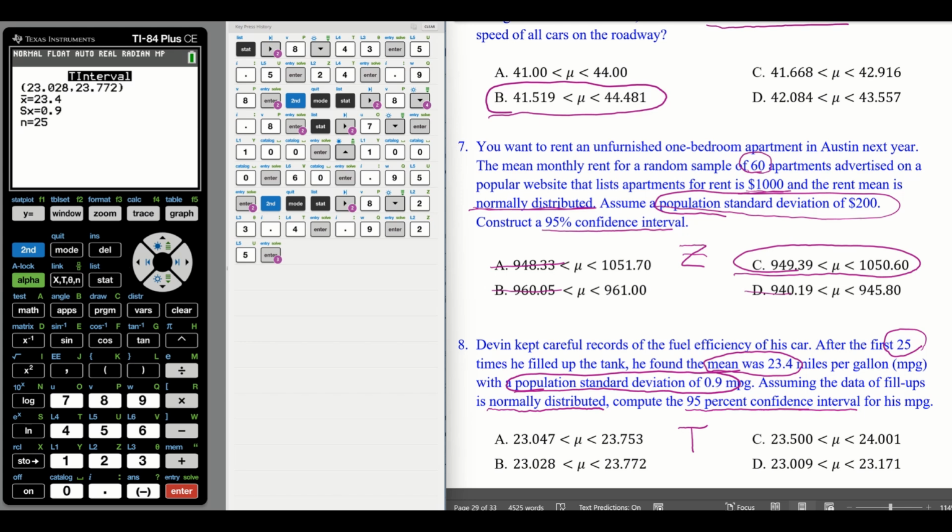Okay, 23. Oh, I see, B. That looks good. Yep, A's not going to work. C's not going to work. Definitely B. And that's our last question.